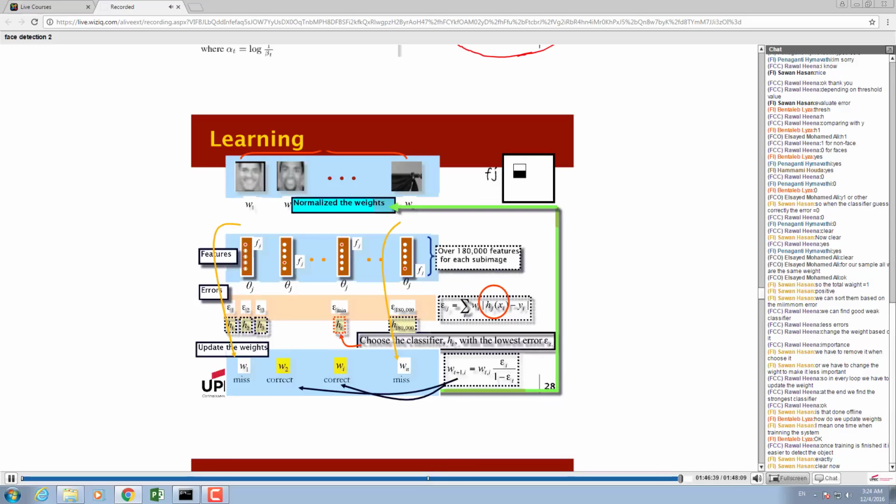Okay, so I think that is all for today. As for the weight update, there are some more formulas and some more concepts. So I think we can discuss more in depth next week, next class.